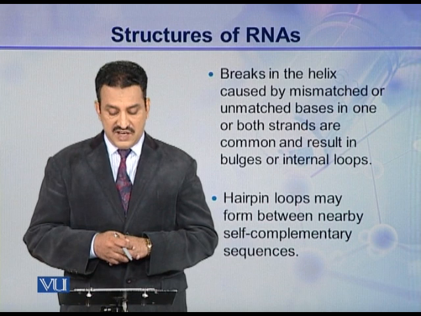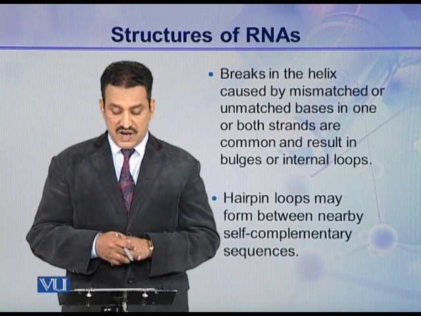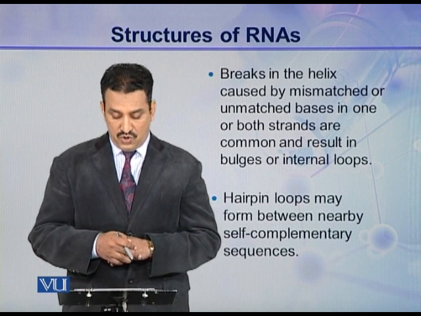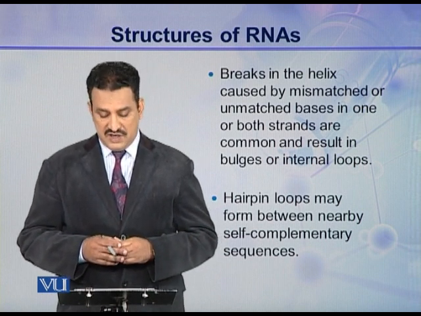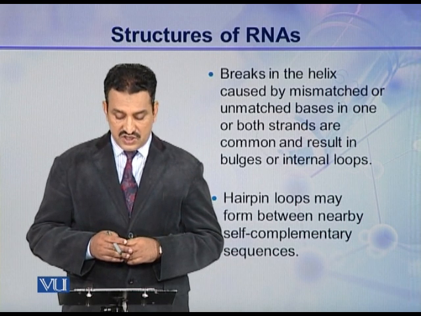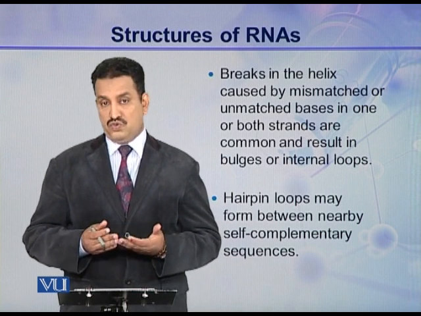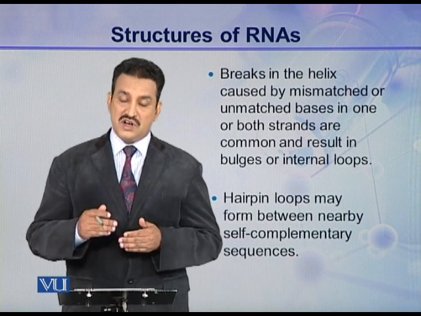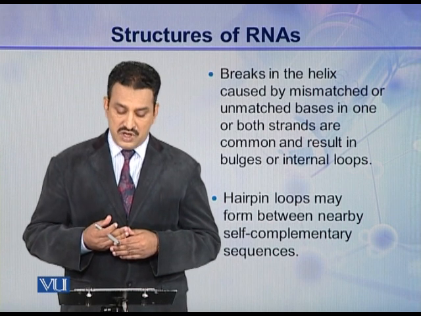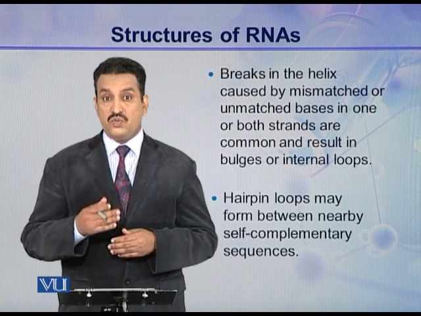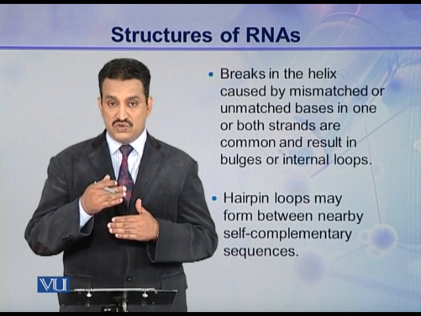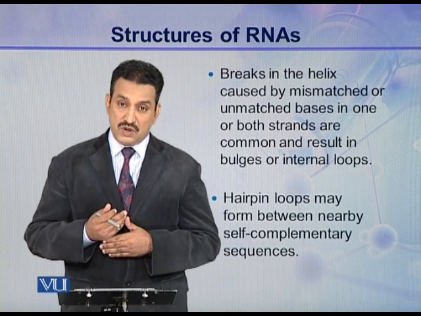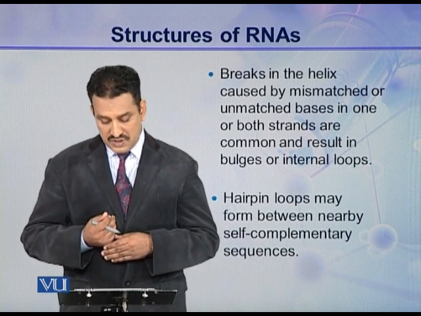Breaks in the helix caused by mismatched or unmatched bases in one or both strands are common, and these breaks result in bulges or internal loops. It means in an RNA molecule, there are complementary regions, but there are also breaks where one strand is not complementary to the other. So at these points, either a bulge is formed or a loop is formed.